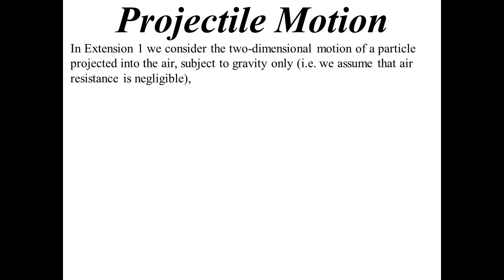Well, let's have a look at this idea of projectile motion then. So extension 1, two-dimensional motion in the air, subject to gravity. By the way, we're going to assume that air resistance is negligible and it's not having much effect at all. These are the two facts that we always start with. If something's just travelling in the air, the only thing acting on it is the force due to gravity, because nothing's touching it, it's just in the air.